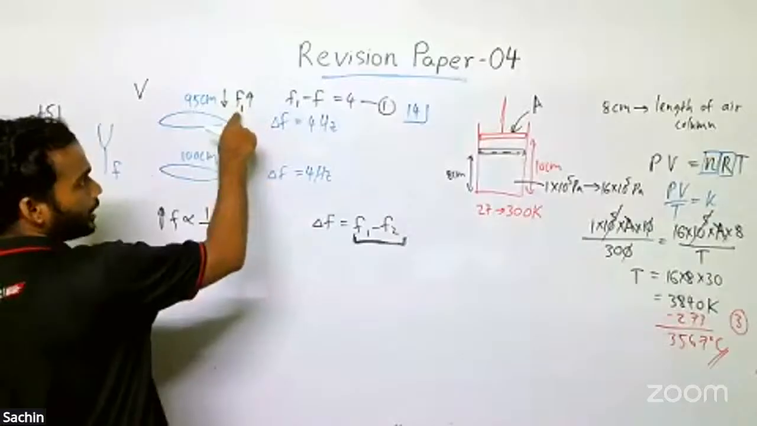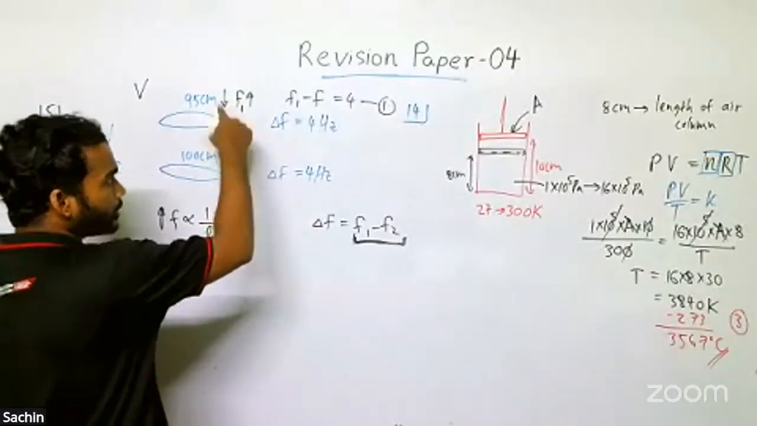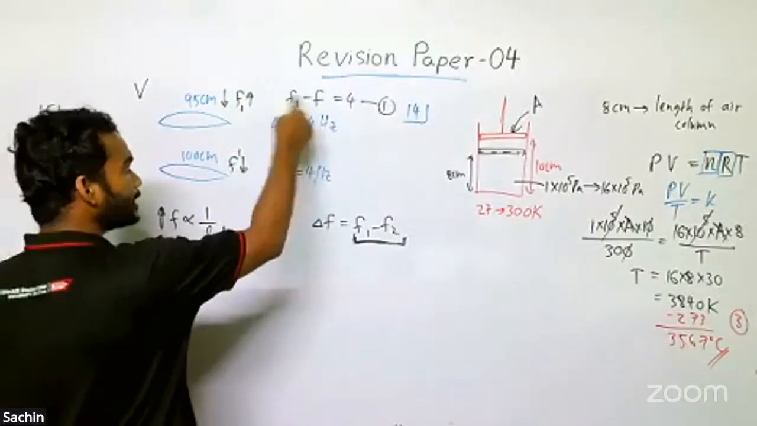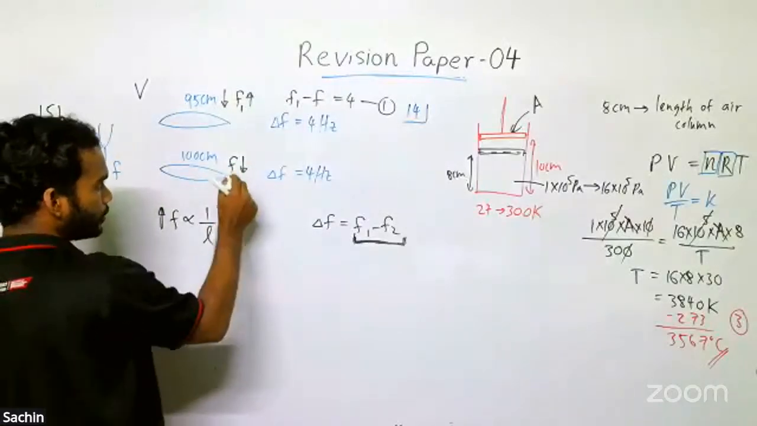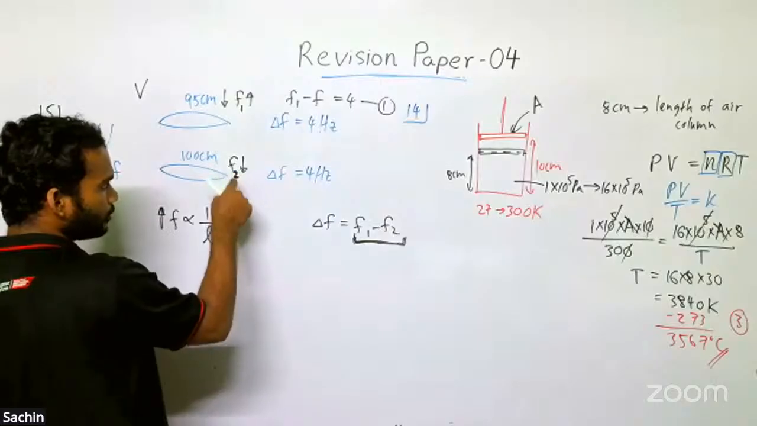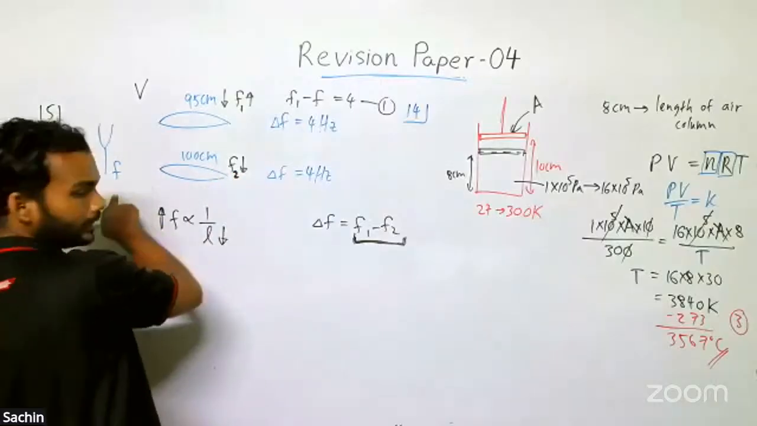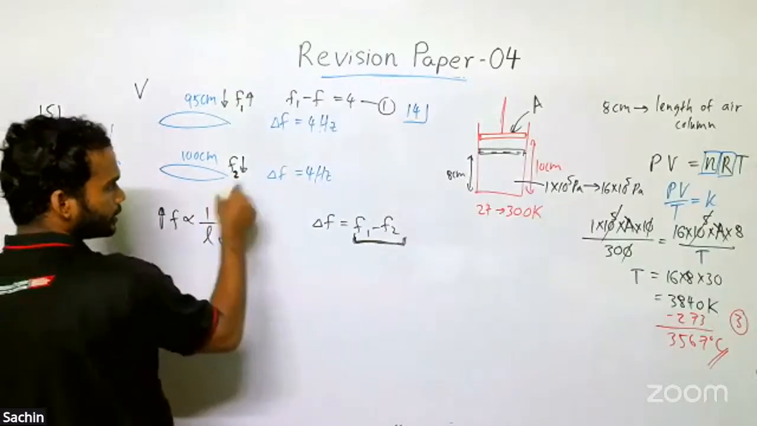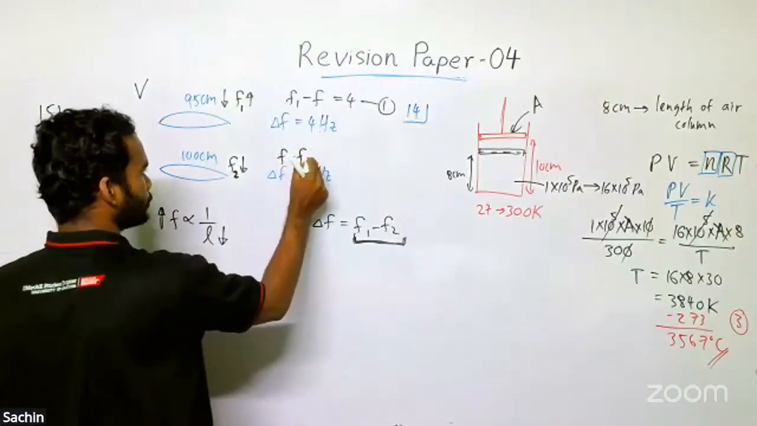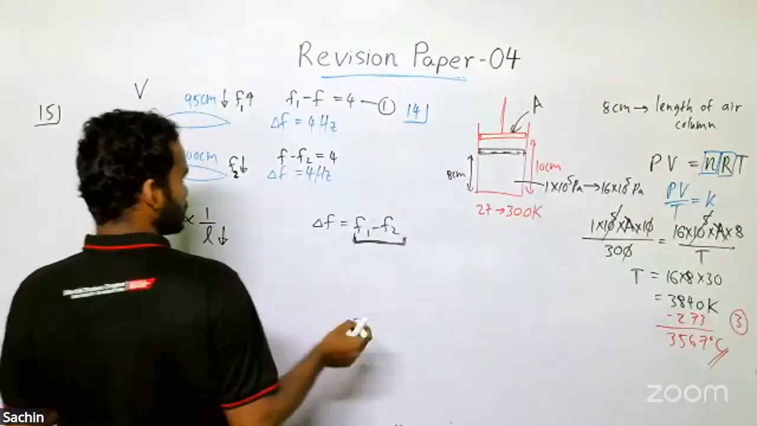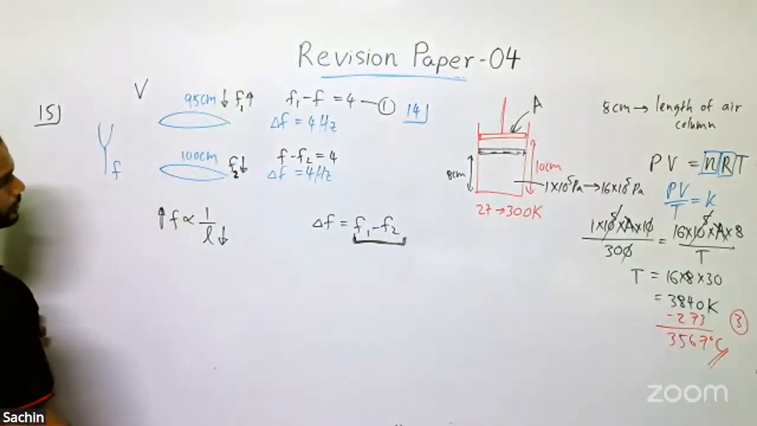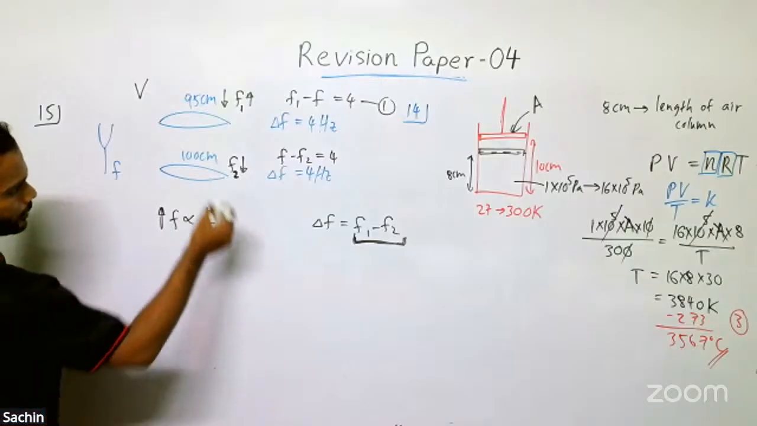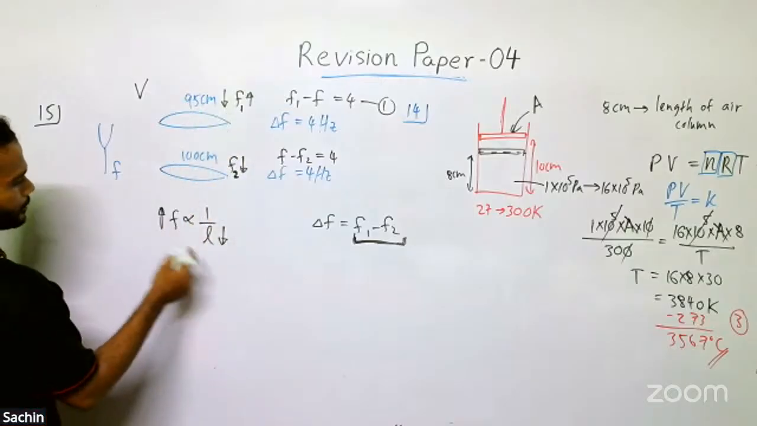So for the first case, f1 should be higher, which means it should be higher than the tuning fork. And this f2 being lower means it is lower than the tuning fork. So this should be f minus f2. Okay, so I can just build up an equation for f1 and f2 using v equal to f lambda.